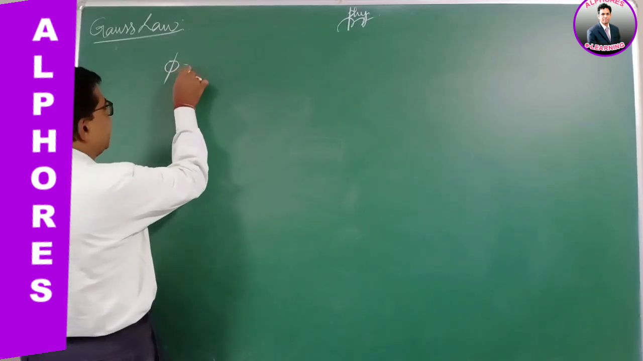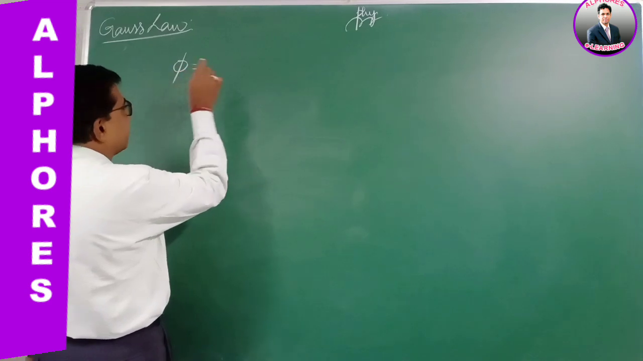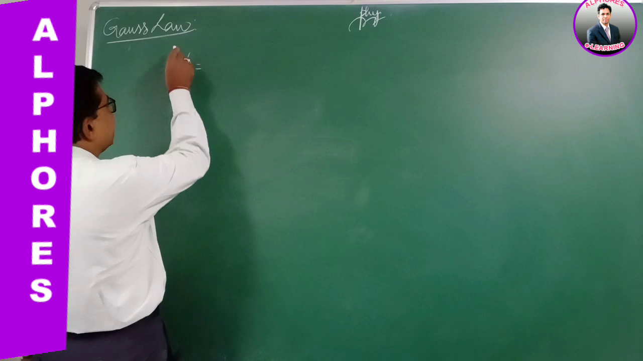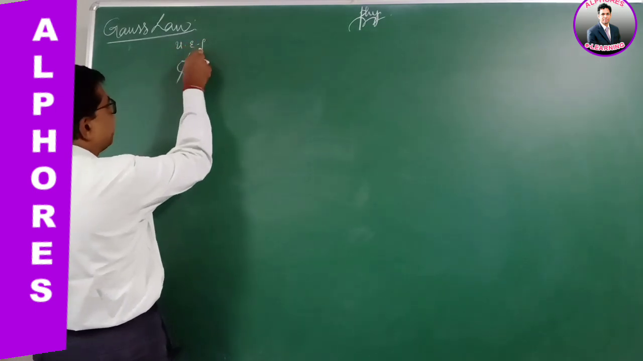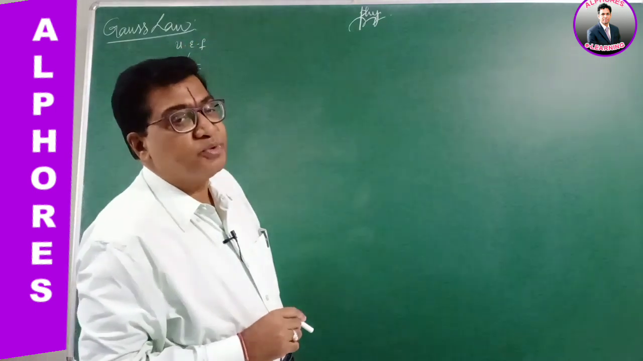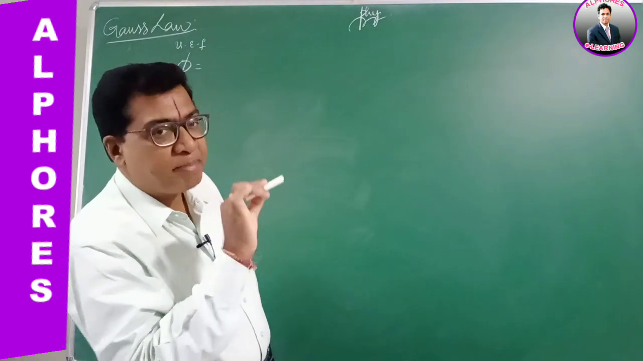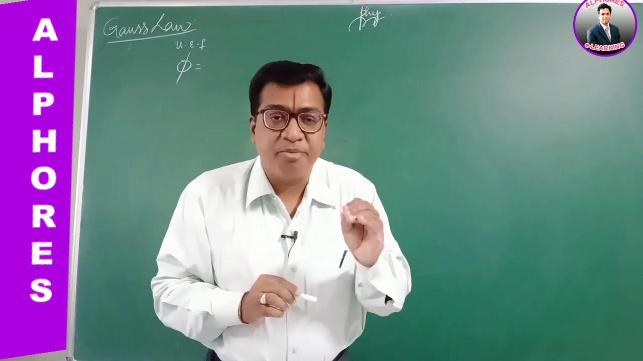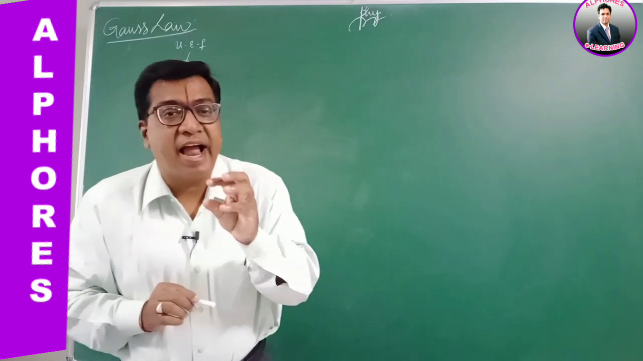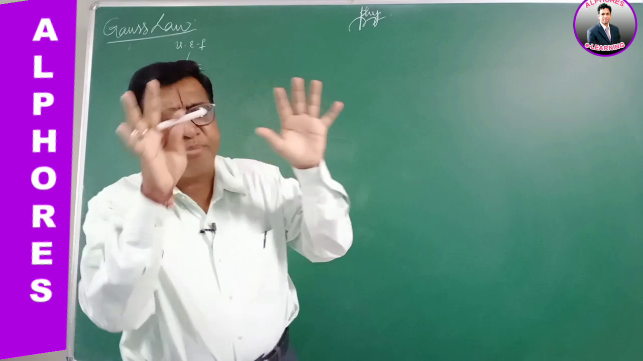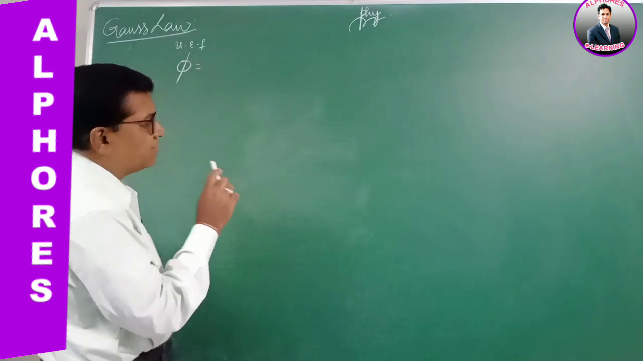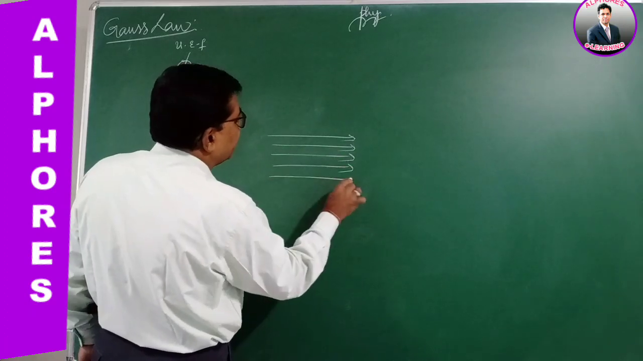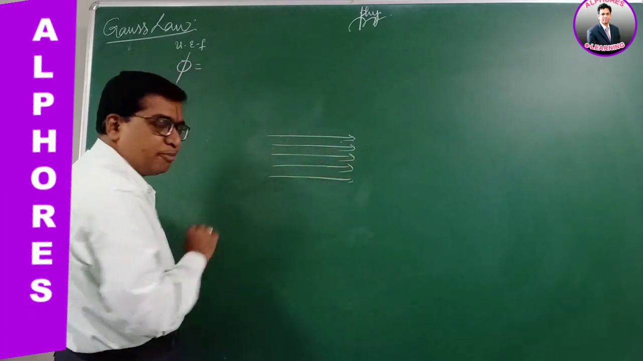It is the electric flux, the measure of the number of lines of force passing through a particular space we consider. If the electric field is uniform, in the sense that the lines of force are parallel, it is the type of field whose magnitude and direction remain the same at all points in the field. Uniform electric field means the lines of force are parallel like this, and the magnitude and direction remain the same at all points.